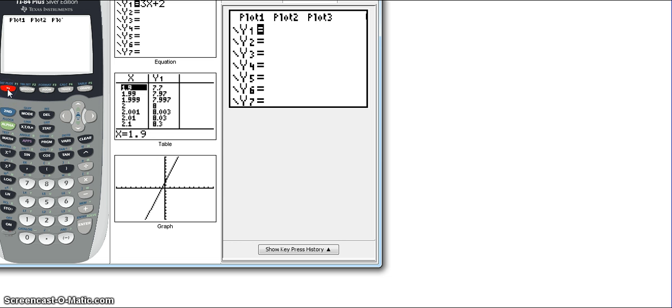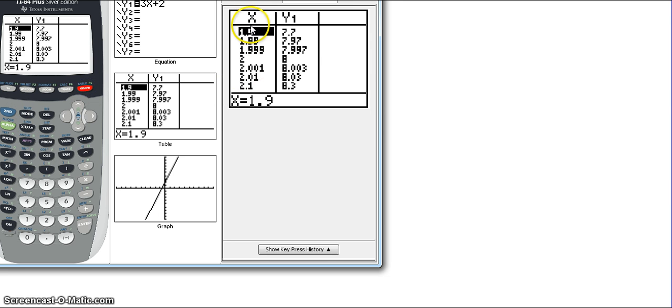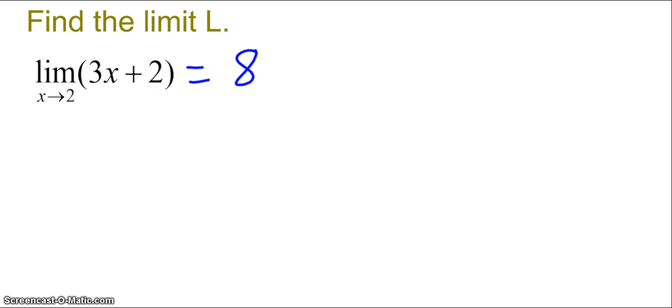Now we can get this by using our calculator again, so I put the function in, 3x plus 2. I can look at the graph. Again, the graph's not great, but you can use the graph, or I can look at the table, and I conveniently already have these numbers typed in from the previous problem. So as I approach 2 from the left and as I approach 2 from the right, the values appear to be going towards 8, and at 2, the value is 8.